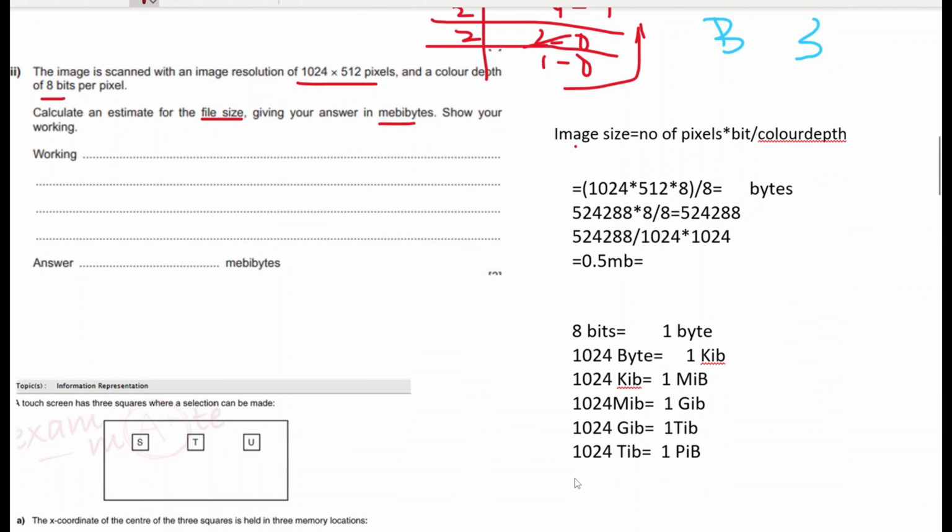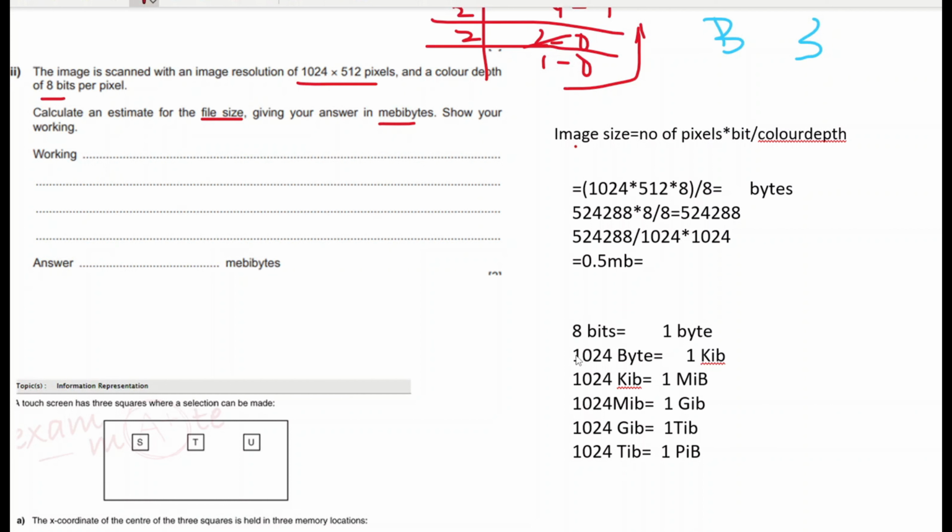Now you need to memorize this table in the same order. If you memorize the same order, it will be easy for you to do these conversions. Remember, 8 bits equal 1 byte, so you have to move in this order: bit, then byte, then KiB, then MiB, then GiB, then TiB.